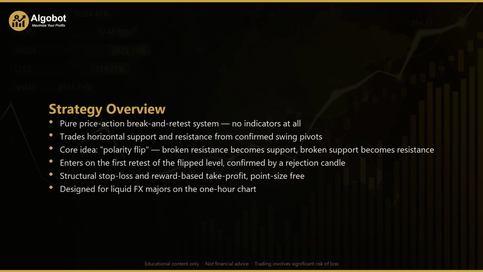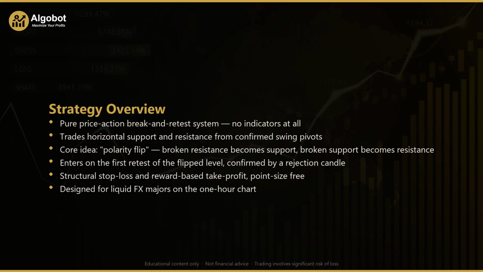At its heart, this strategy is built around one of the oldest and most respected concepts in technical analysis, role reversal, or what traders call polarity flip. The idea is simple. When price decisively breaks through a level, that level changes its job. A resistance level that finally gives way becomes a new support. A support level that finally cracks becomes new resistance. The market remembers these levels, and they keep maturing even after they break.